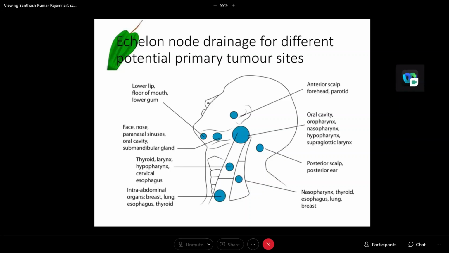Sentinel node biopsy is where you give a dye into the primary area, and then you look for the areas where the radiotracer dye has taken up. These are the places where you take a biopsy, and this concept is called a sentinel node biopsy. This is used when you are not able to make a diagnosis of primary or secondary, when you are confused, or you want to find out where it has metastasized.